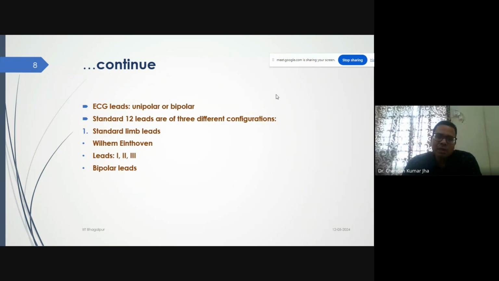And if we categorize the leads, they may be unipolar as well as bipolar. Based on the standard 12 leads, there are 3 different configurations. These 3 configurations are based on the acquisition, and they were developed by different scientists. First of all, William Einthoven developed the unipolar lead and bipolar lead. Here the first 3 leads, lead 1, lead 2, lead 3, are called the bipolar leads.